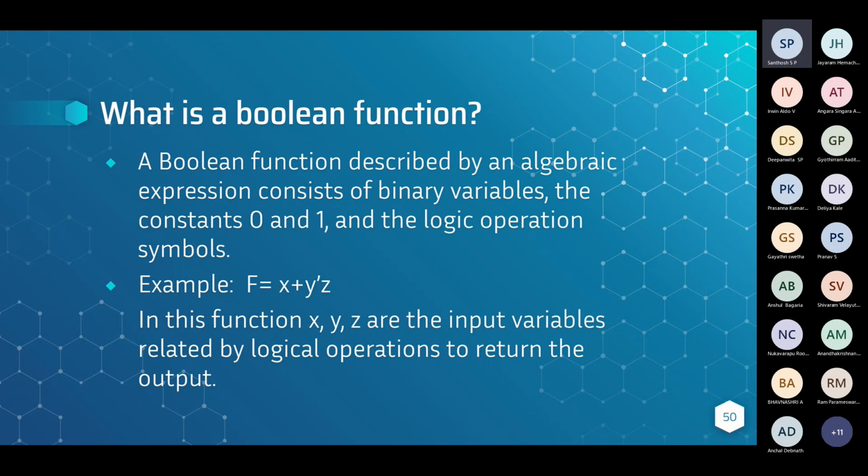For example, consider the function f equals x plus y dash z. In this function, there are three input variables: x, y, and z. These are related by specific logical operations. You can see an OR symbol over here, and we can see y is complemented. So we apply certain logical operations to these input variables to generate an output, which we call a function. In this function, x, y, z are the inputs, and f is the output of the function.